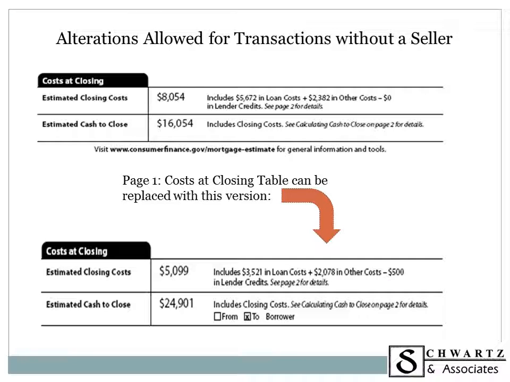We've covered the loan estimate. Now let's talk about a few alterations that are allowed to the loan estimate for transactions without a seller. The page 1 cost at closing table that we saw on the loan estimate just a moment ago can be replaced with the alternate table we see down here at the bottom. Basically, there's a few minor differences. Down here at the very bottom, it shows the estimated cash and whether or not it will go to or from the borrower.